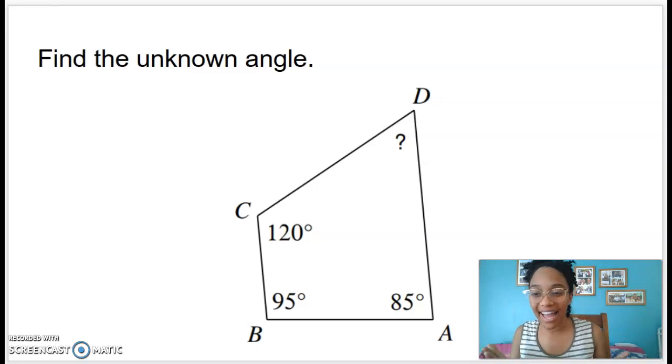See, we've worked together using what we know about quadrilaterals. We've used what we know about the angle measures of the interior angles of quadrilaterals to solve a mathematical mystery. Check out again for another video.